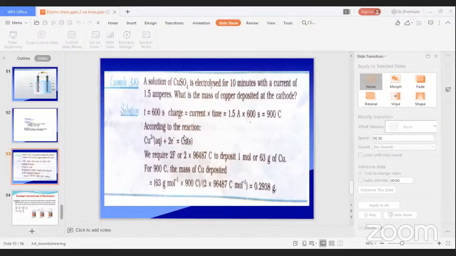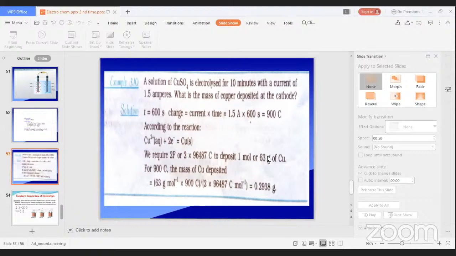What is the chemical reaction at the cathode? Copper 2 plus plus 2 electrons: by accepting 2 electrons, copper 2 plus is converted into copper. So to deposit the copper, 2 electrons are required. That means 2 Faraday of electricity is required, that is 2 into 96,487 coulombs, where 1 Faraday equals this value.